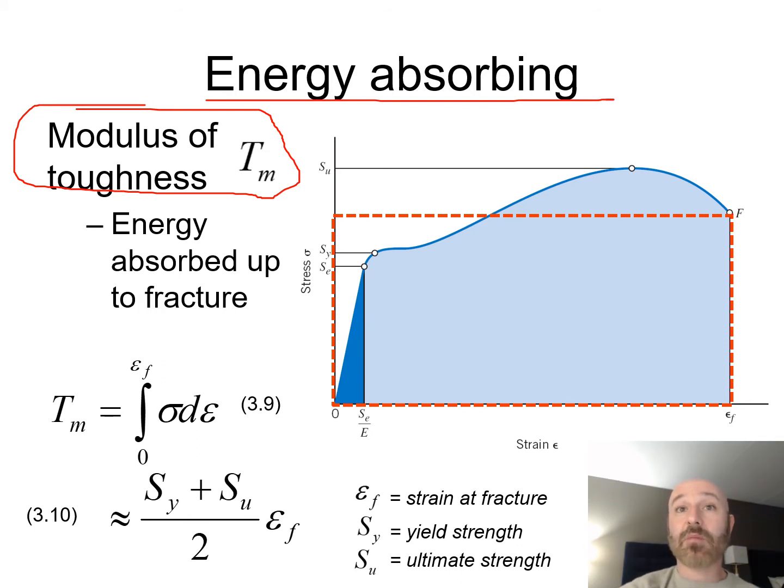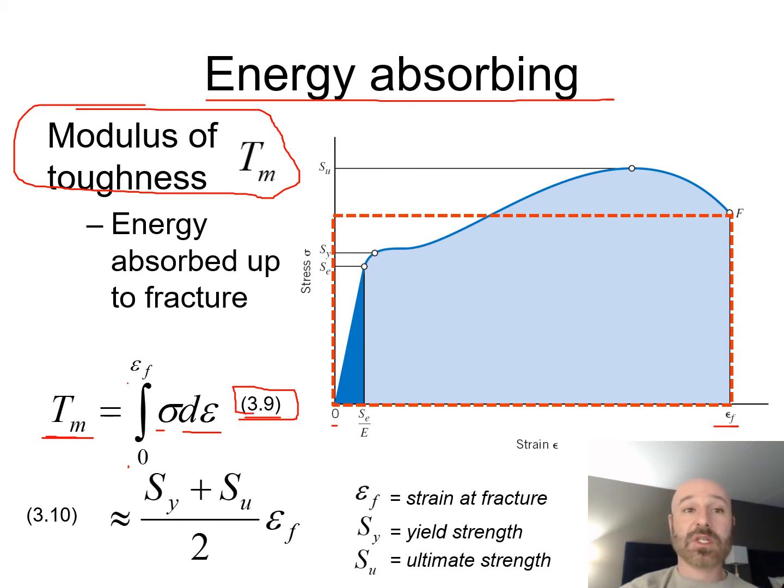So now if we're talking about this dotted box right here, this rectangle right here we have is a relationship shown in equation 3.9, where our T sub m right here, our modulus of toughness, is equal to the integral from 0 to E sub f right here. So there's our 0 to our E sub f right there of our stress, or sigma, times d epsilon right there for our strain right there. So this comes from equation 3.9 in our textbook right there.